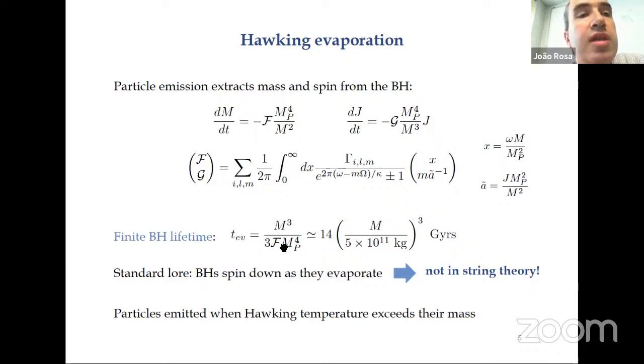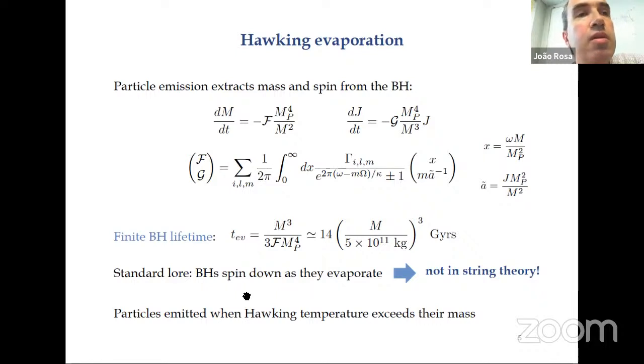And if you take into account just the particles in the standard model that these black holes can emit, you find that the evaporation time, so the time until the black hole vanishes, would take, for a black hole of 5 × 10⁻¹¹ kilograms in that rough mass window I mentioned, 14 gigayears to evaporate. In principle, we don't know if it vanishes completely, but this is just using the semi-classical approach. So that's close to the age of the universe, and as I mentioned earlier, that's why I'm going to focus on black hole masses around this mass scale.